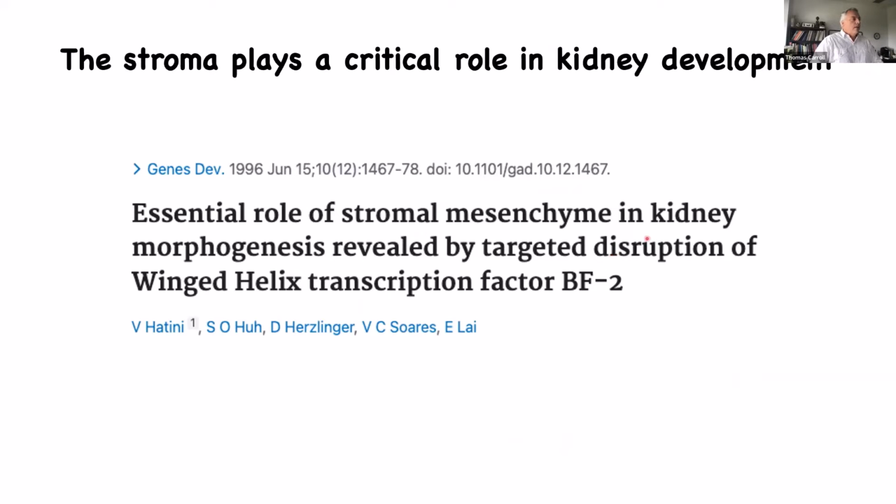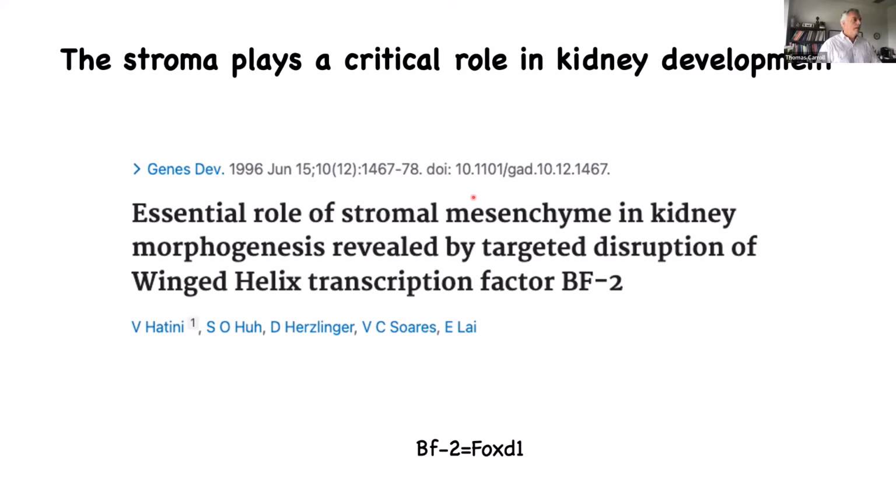We've known for quite some time that the stroma plays a critical role in kidney development. This is, I believe, the first paper that ever showed that the stroma was involved. It came from Essing Lai's lab back in 1996. He showed that a gene only expressed in the kidney stroma, called BF2, when knocked out, had severe defects in branching morphogenesis of the kidney, and also some defects in maturation of the nephrons. I'll let you know that BF2 has now been renamed FOXD1, and I'll be talking about FOXD1 later on.